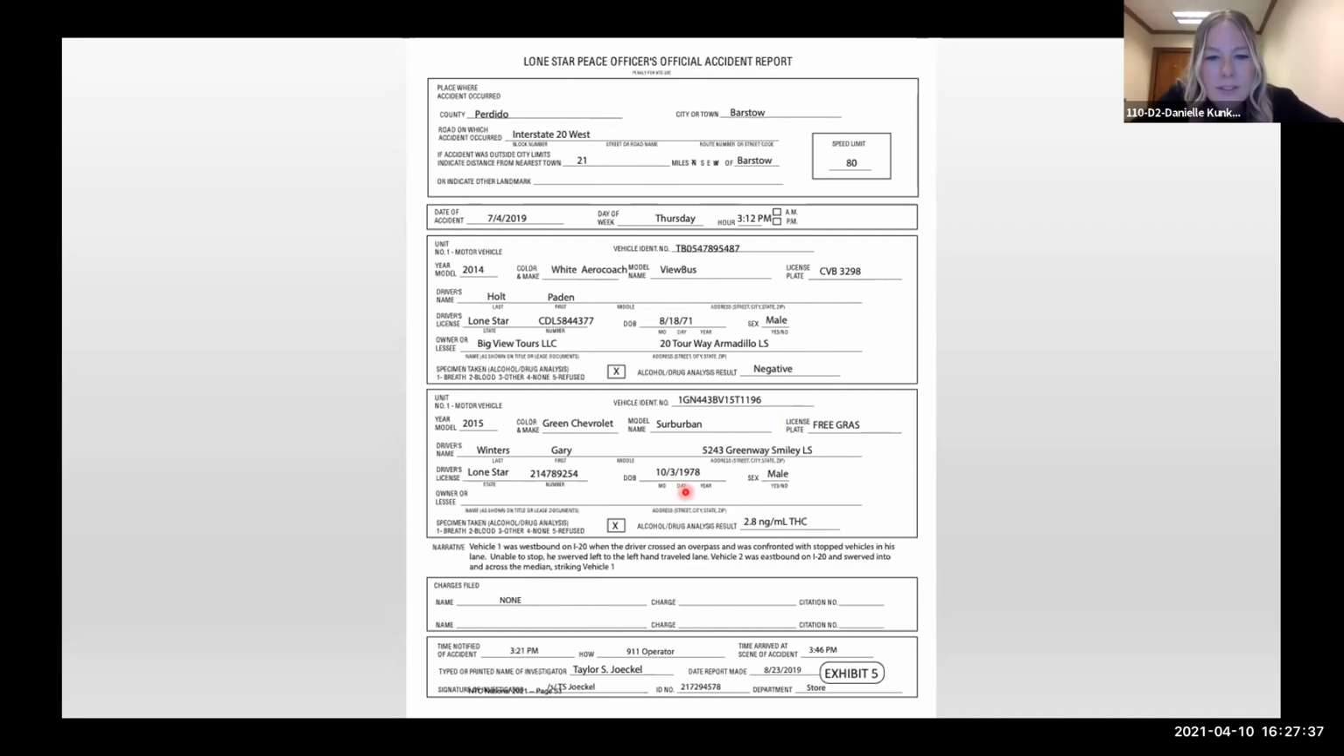Now I see here, sir, that there's an alcohol and drug analysis result. What level of THC was in Mr. Winters' system? It's 2.8 nanograms per milliliter. Thank you, sir. Now, did you also review the NTSB report for this accident before coming to court? I did. Would you recognize it if I showed it to you? I would. I'm sharing with the witness what's already been admitted as Exhibit 8.